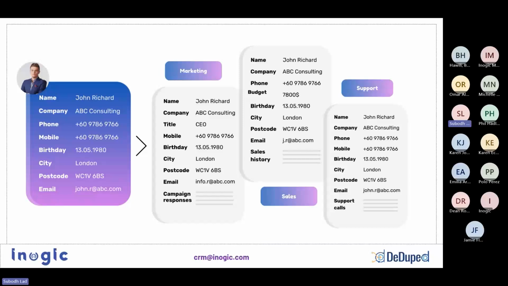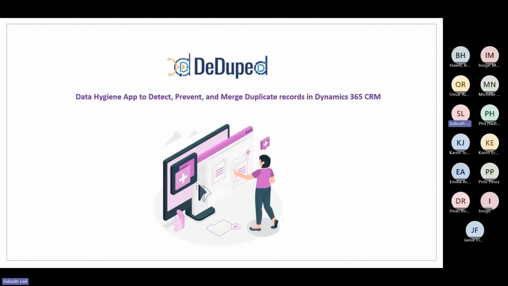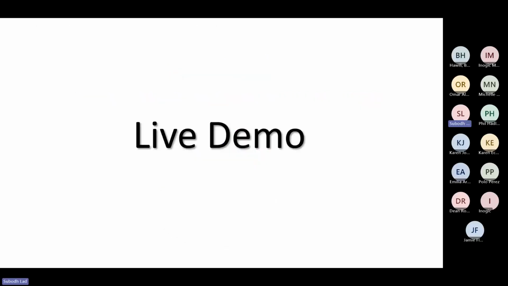So imagine going over 10-15 years of time, and these duplicate records piling up. And that is where dedupe comes in. What it does is help you detect, prevent, and merge all your duplicate records in your Dynamics system. Okay, so without further ado, we'll just start with the live demonstration.